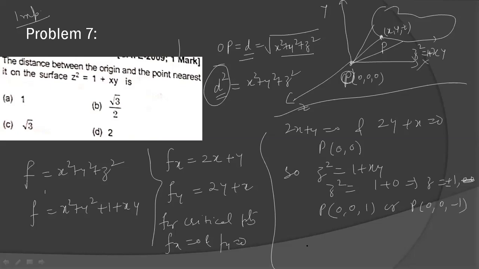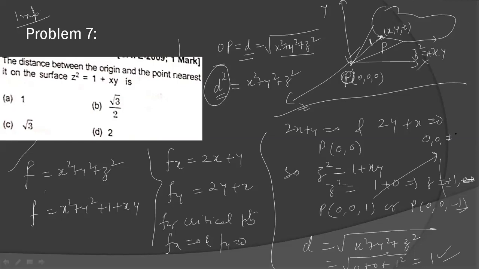So the distance d will be under root x square plus y square plus z square. For the point 0, 0, 1, the distance will be under root 0 plus 0 plus 1 square, which is 1. Similarly, if you take minus 1, again you will get distance 1. So the minimum distance is 1, and the points of minima are 0, 0, plus minus 1, where the distance is 1.